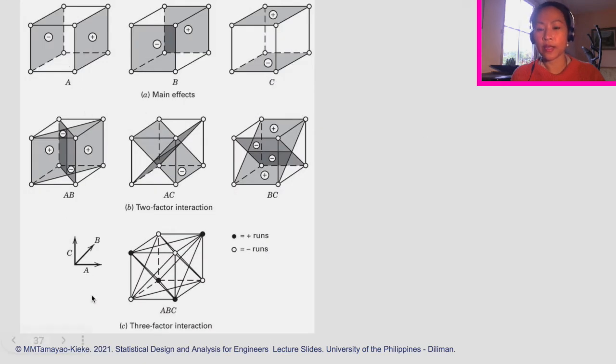Okay, and these figures just show the geometric representation of the contrast corresponding to the main effects and interactions in the 2 to the 3 design. So for factor A, you have the positive side, the negative side. For factor B, here is the positive side, and this is the negative side, corresponding to the high level and the low level. For C, and so on. Okay.